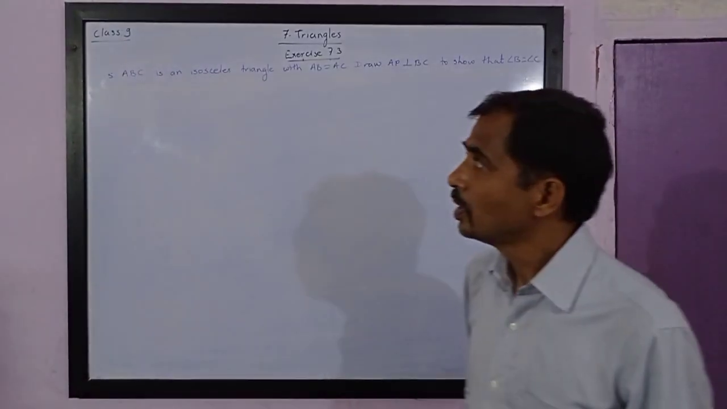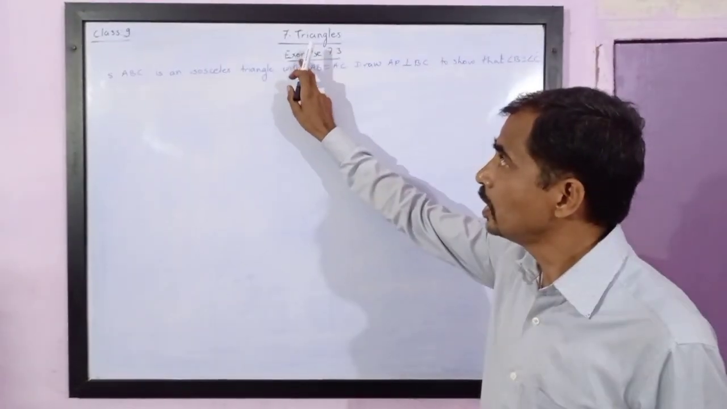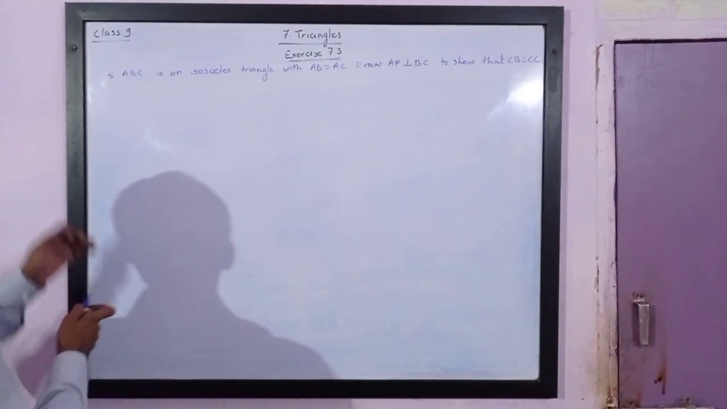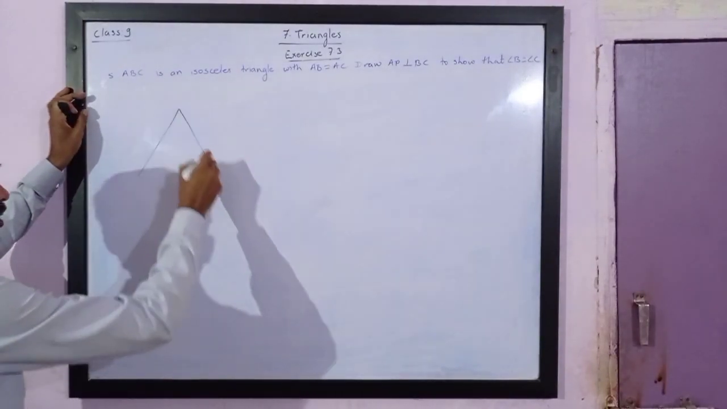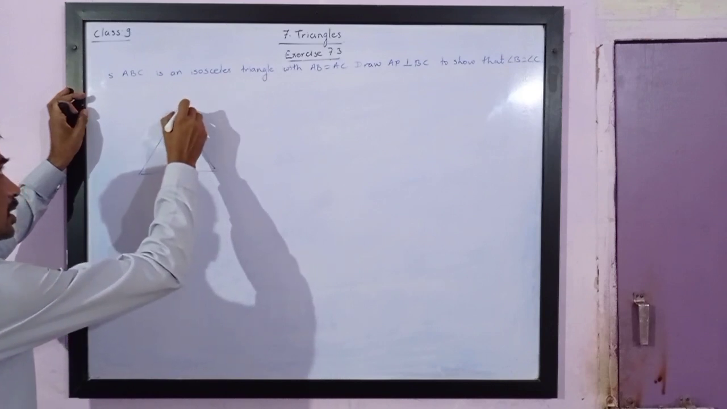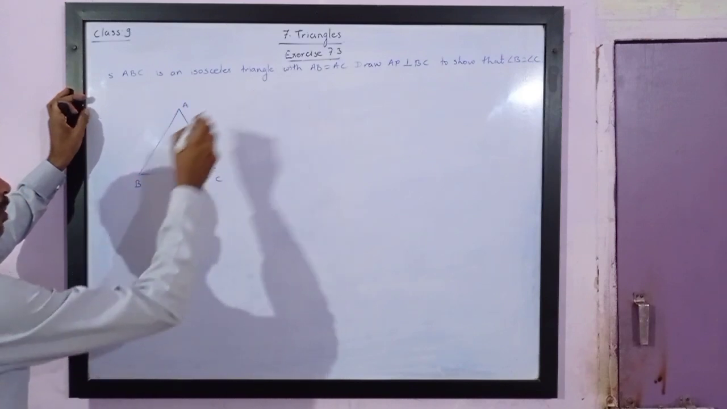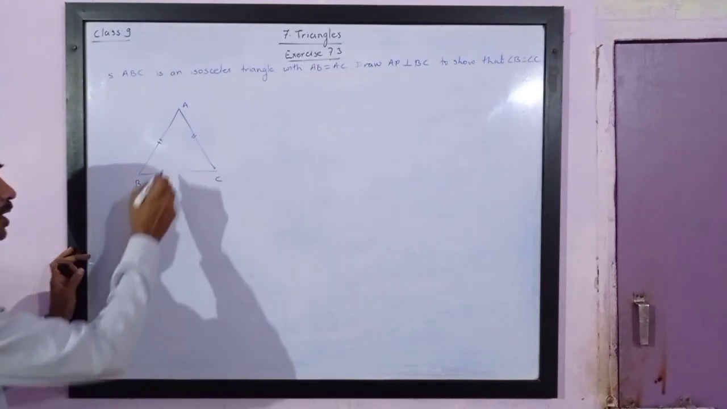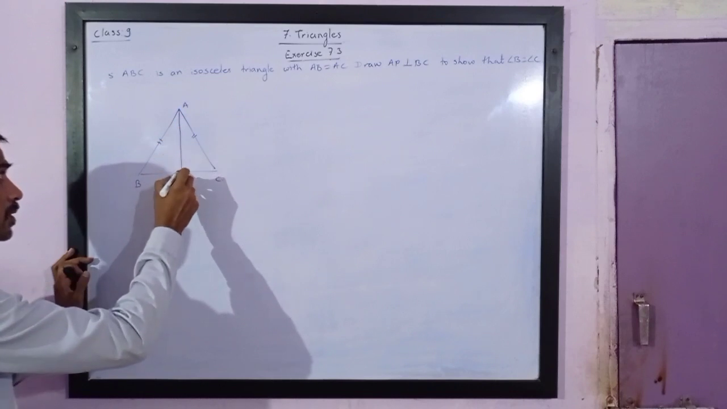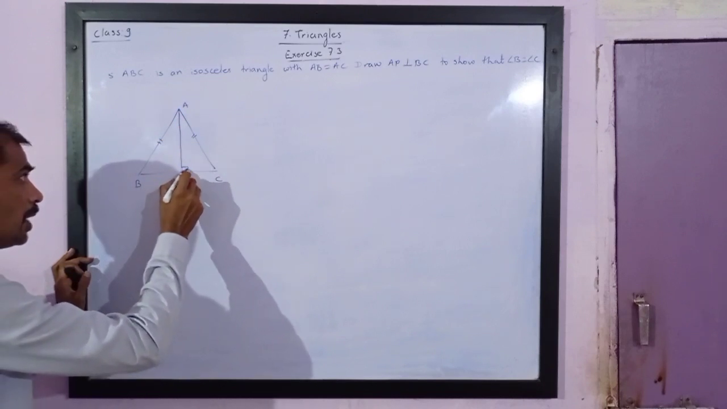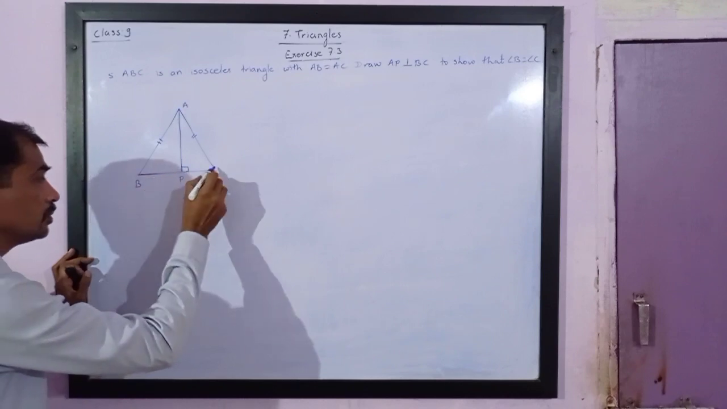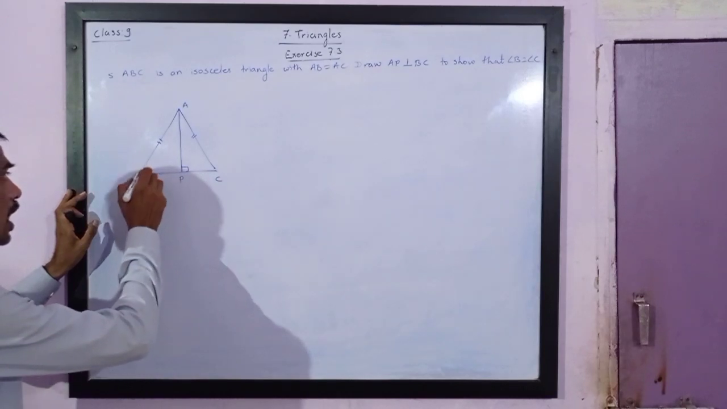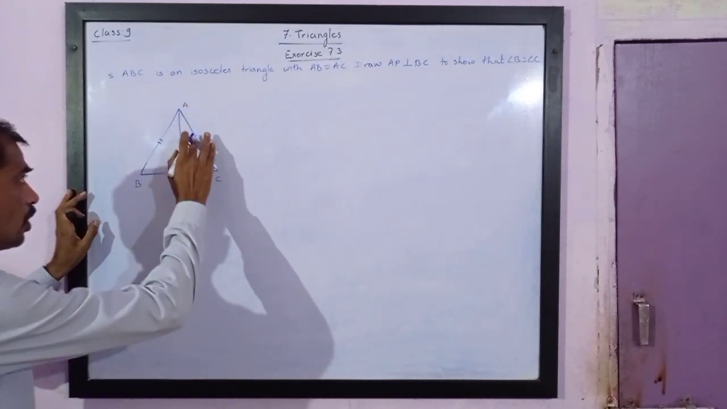Dear friends, the last question from exercise 7.3, the fifth question: ABC is an isosceles triangle with AB equal to AC. This is given to us. These two sides are equal. Draw AP perpendicular to BC. This is AP perpendicular to BC. Show that angle B is equal to angle C. This is what we need to prove.